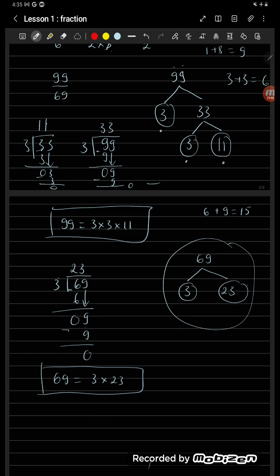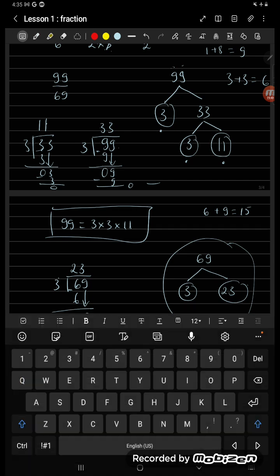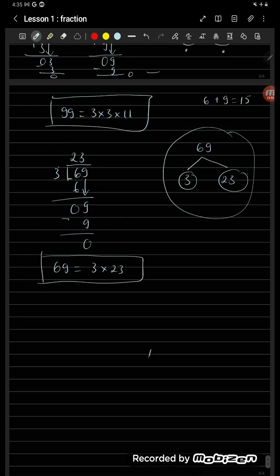Okay, so now the fraction 99 over 69 can be written like this. So the top one, so we have a bow here, okay?